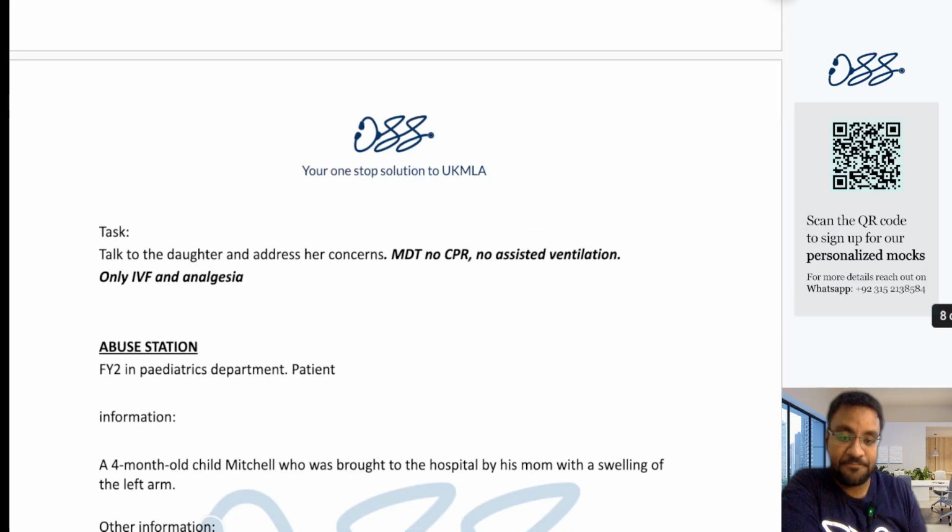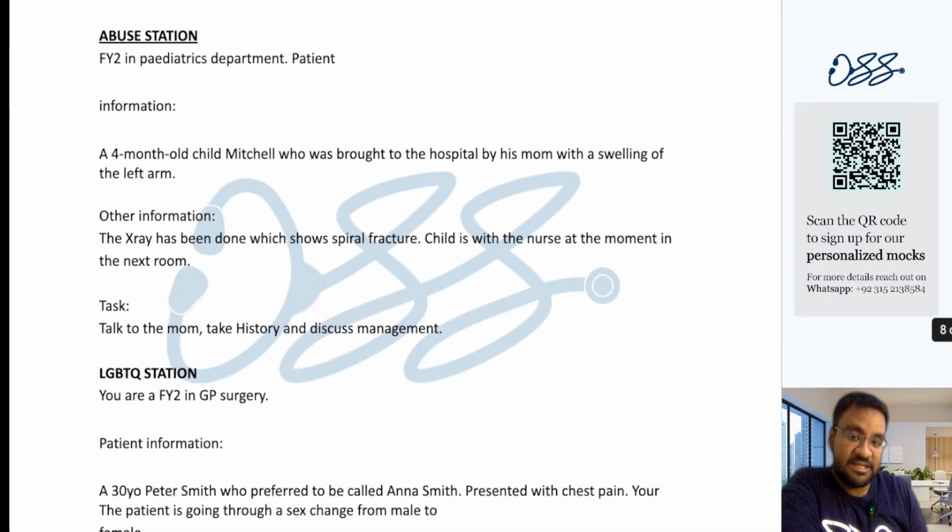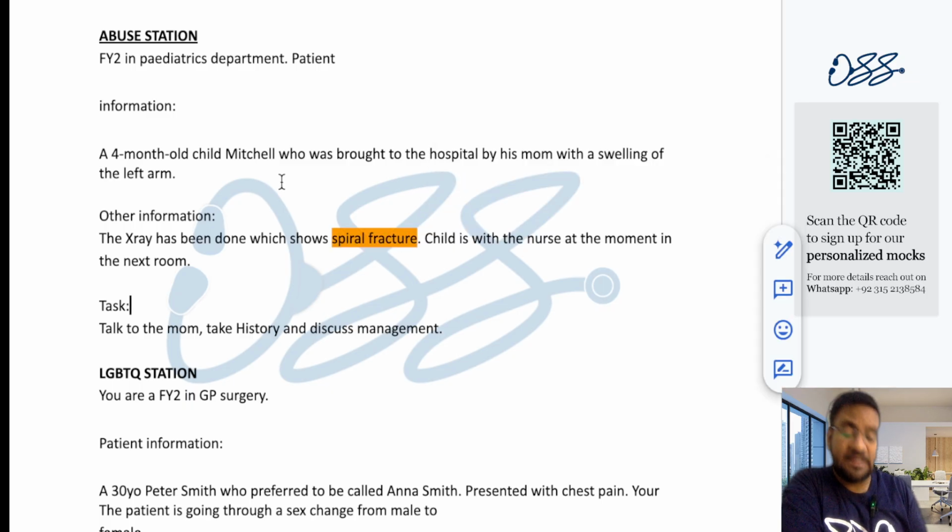All right, then there are abuse stations. You should be able to identify what abuse stations are. For example, a spinal fracture: we all know that spinal fractures occur in non-accidental injury. And sometimes in a domestic abuse station, people may come to you with some concerns but not open up. They would be giving you non-verbal clues, not making eye contact, looking here and there, and not being very comfortable talking to you.